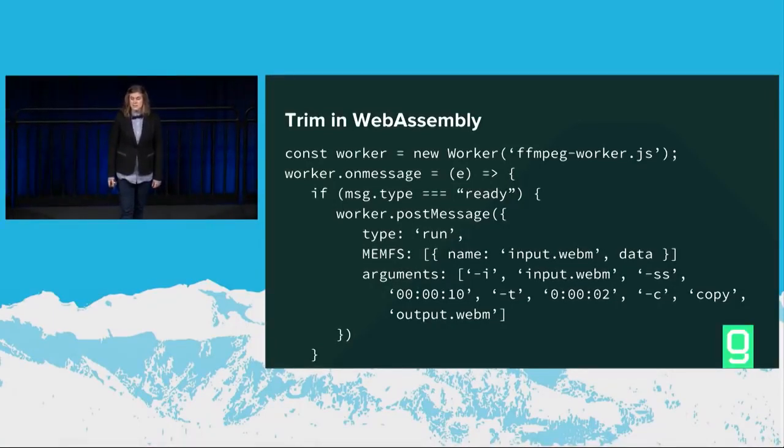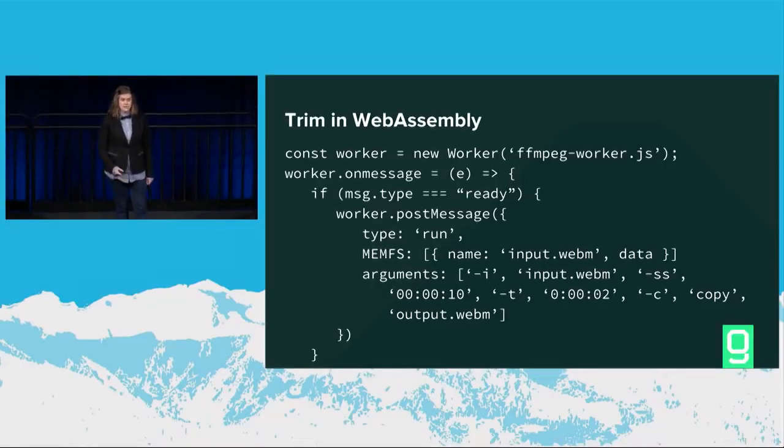When we're sending it to WebAssembly, it looks a little like this. I've compiled my FFmpeg build so that it works with web workers. And then I'll create a new web worker. I will listen to make sure that worker is ready, and once everything is loaded, I'll post a message that contains all the information that FFmpeg needs to kick off a trim operation. We can see that the type of thing that I want to run is called run, and that's the default or main method in FFmpeg.